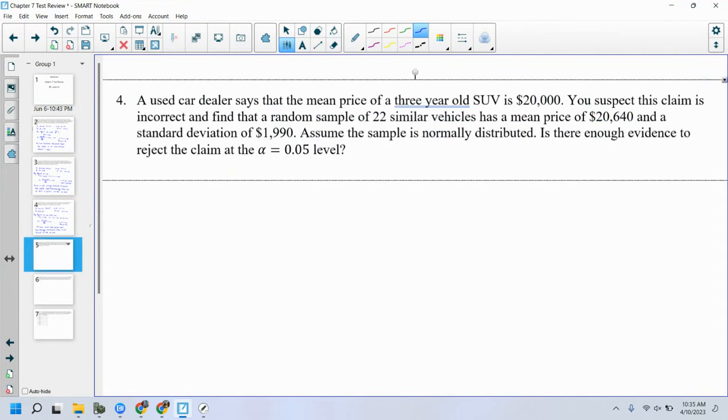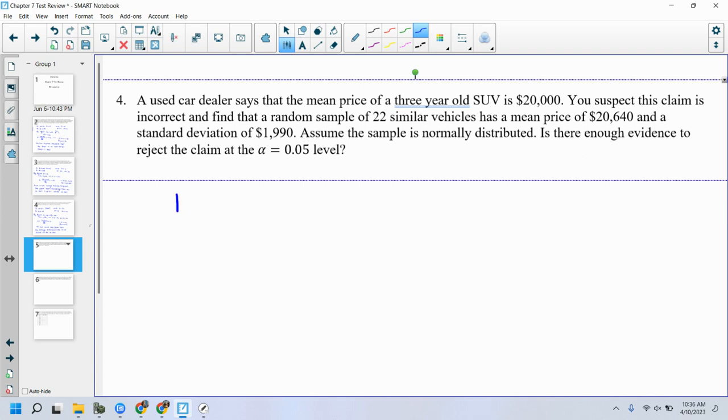Numero quattro. A used car dealership says that the mean price of a 3-year-old SUV is $20,000. You suspect this claim is incorrect and find that a random sample of 22 similar vehicles has a mean price of $20,640 and a standard deviation of $1,990. Assume that the sample is normally distributed. What makes this different from the previous problem? It's a different standard deviation. You find a sample standard deviation, not a population standard deviation. And that's a t.